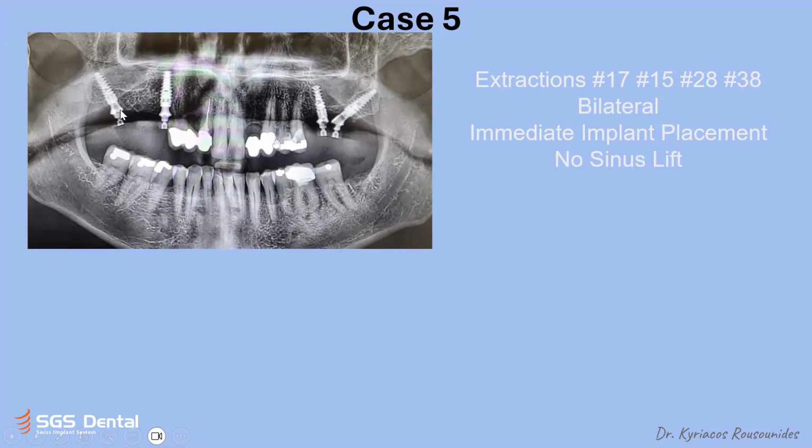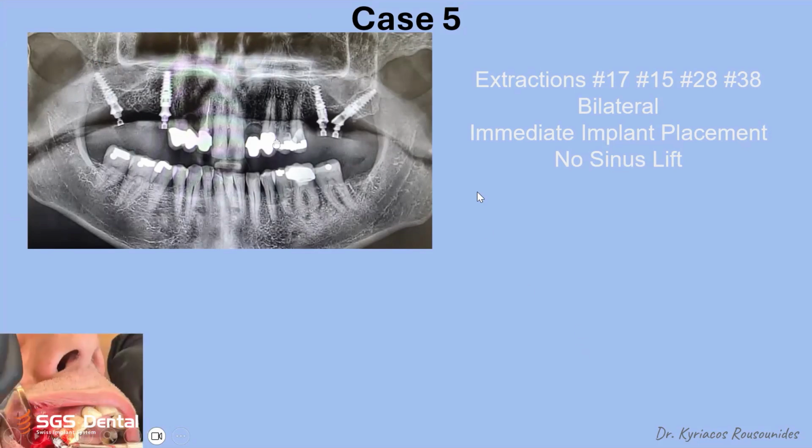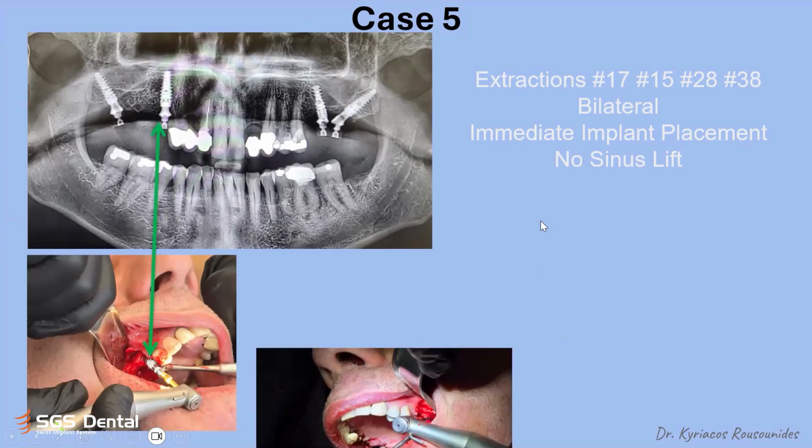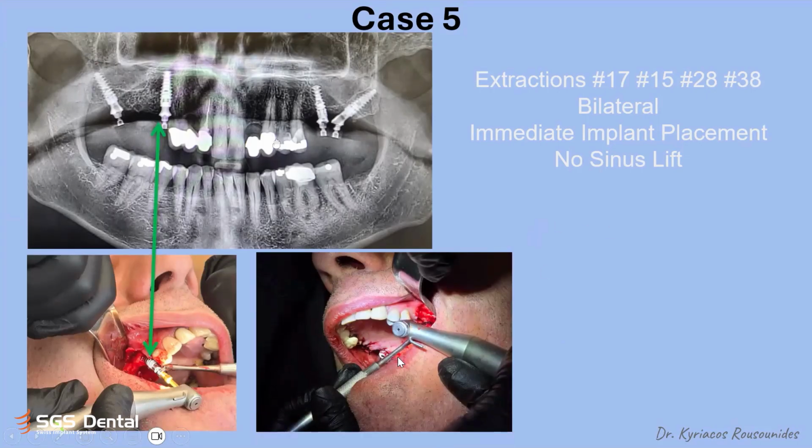Here we had a pterygoid implant on both sides and the transsinus implant on the other side. Here is the straight one, how it's placed. And you can see the angulation with which we placed the pterygoid implant on this side.